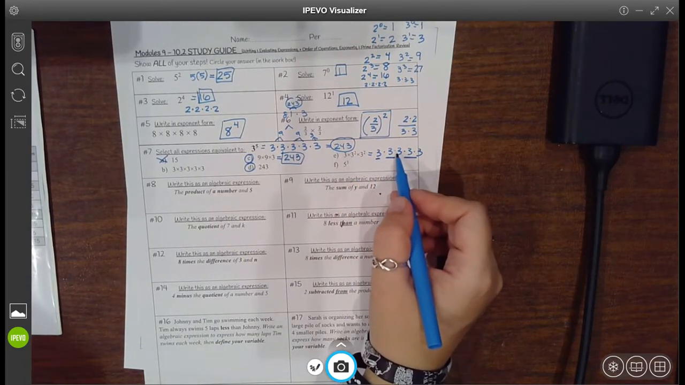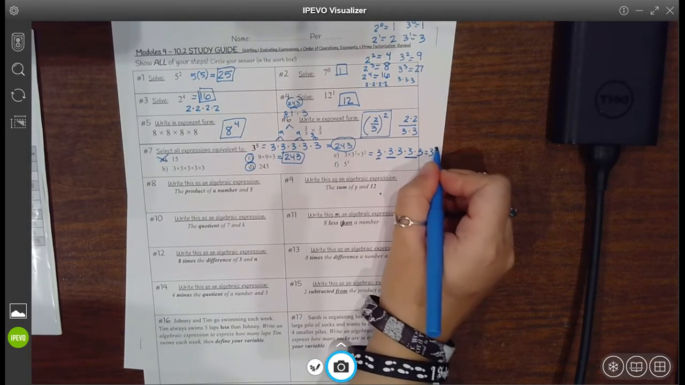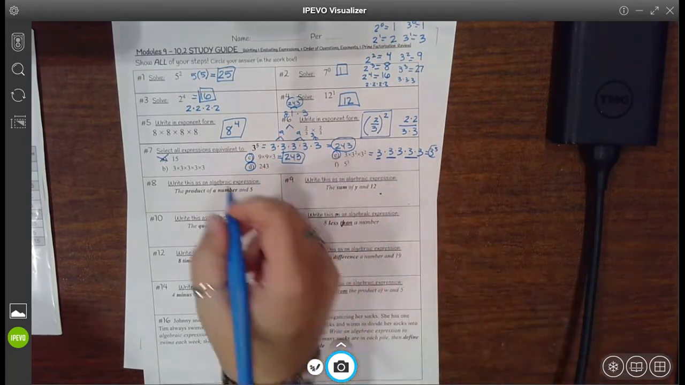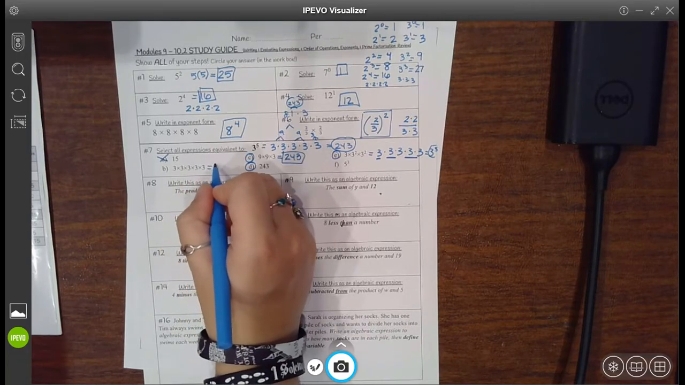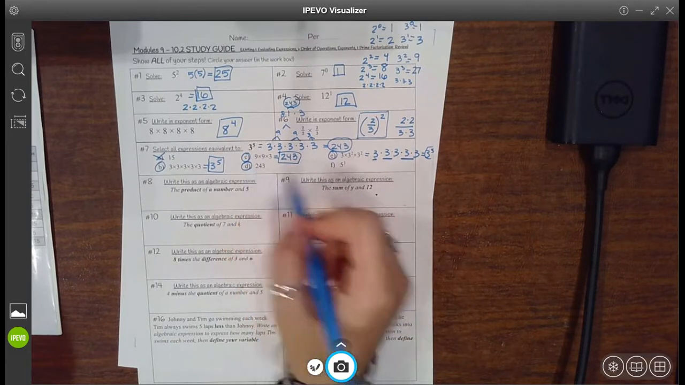Well, this is 1, 2, 3, 4, 5 3s being multiplied together. Isn't that 3 to the 5th? Why, yes, it is. So this is equal to that. This is 1, 2, 3, 4, 5 3s, 3 to the 5th. So that one's true as well. Okay, we already established that one.